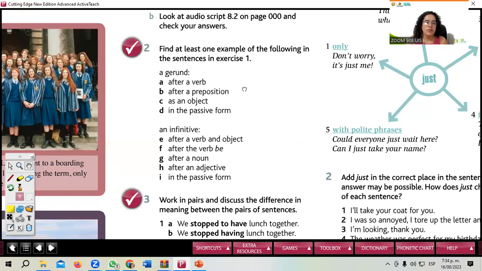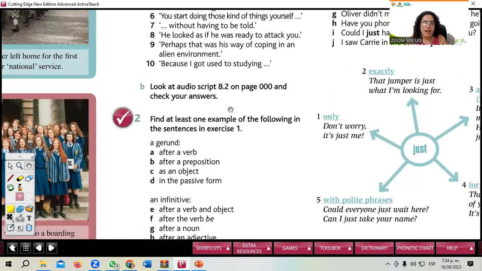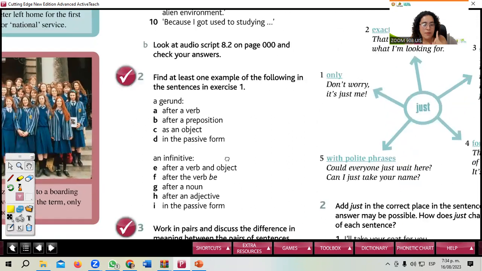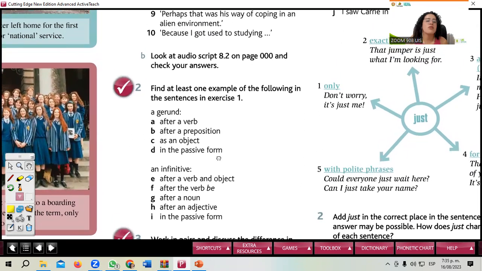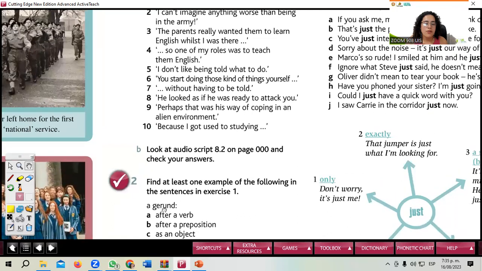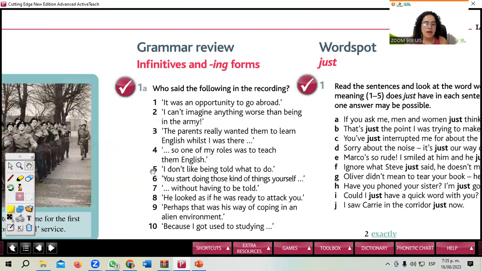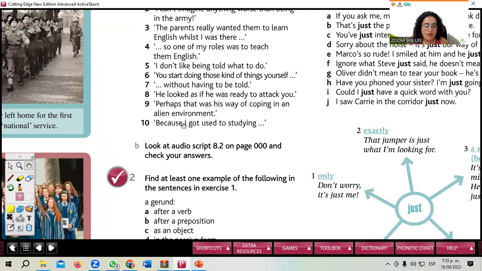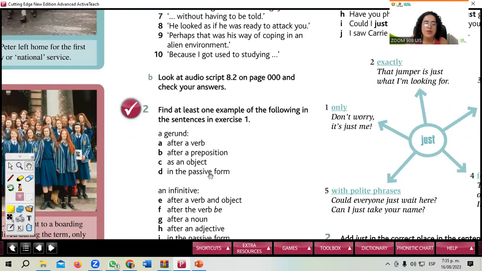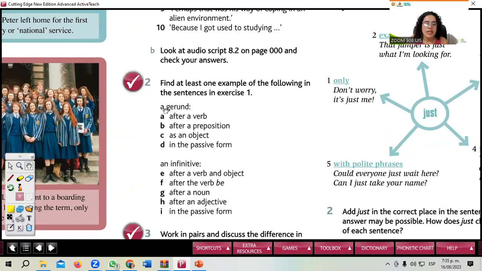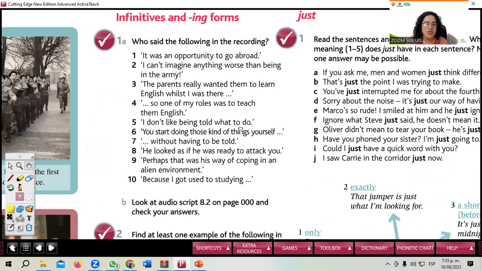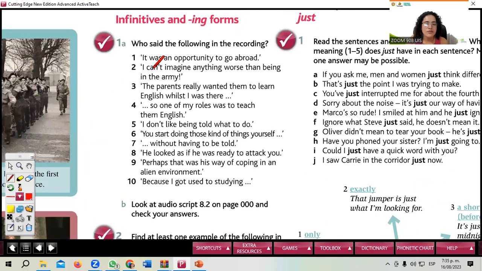In part number 2, you're going to find at least one example, okay? You can put more, but let's do only one because of the time that we have. So let's find one example, a gerund or an infinitive, in the sentences number 1. I will do the first to help you and to explain to you, and then you can do the others. So let's find a gerund after a verb. Remember, gerund is ing. Let's see.